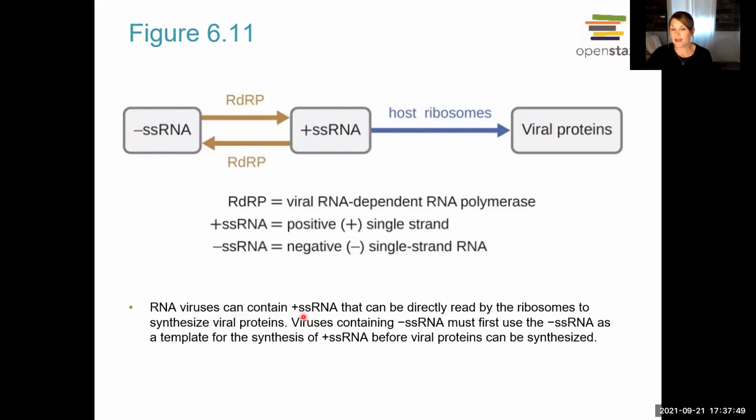RNA viruses can contain sense single-stranded RNA that can be directly read by the ribosomes to synthesize viral proteins. That's this. Or they can be antisense and must first use the antisense RNA as a template for synthesis of the plus or sense strand before the proteins can be synthesized. So read that section in your book, you guys. It's in section 6.2. If you have your textbook, it'll give you a little more information about that. This is tricky. This is the trickiest part of today's lecture.